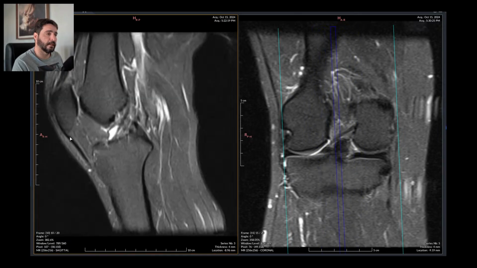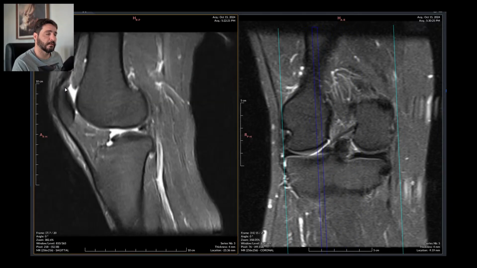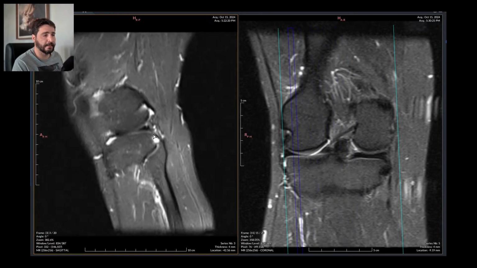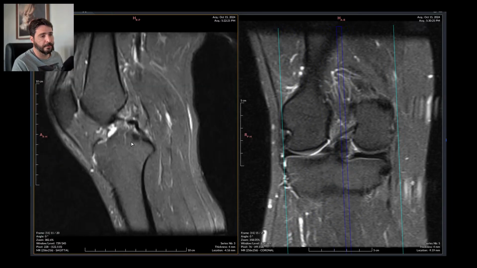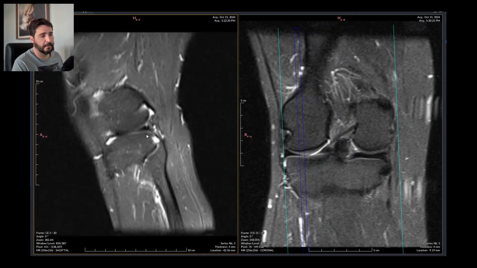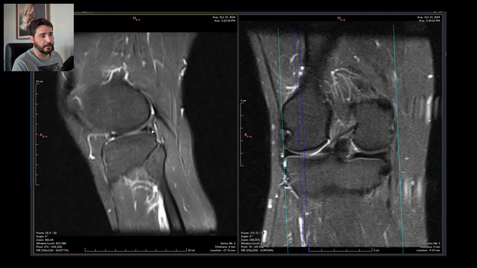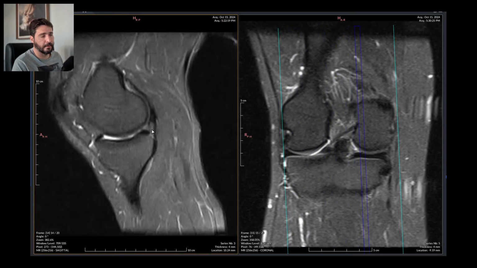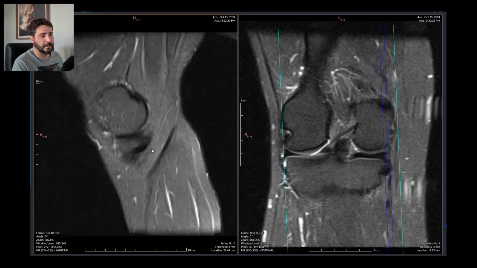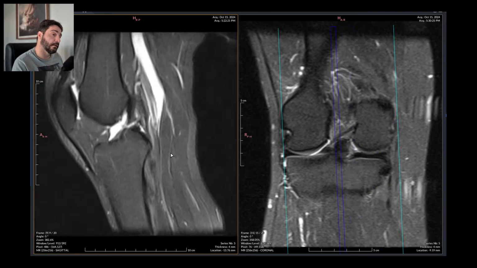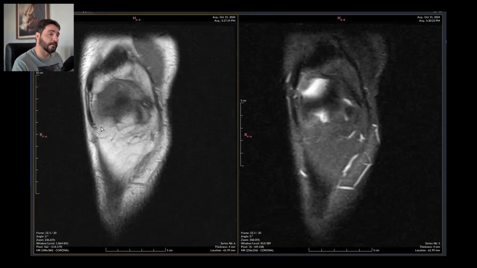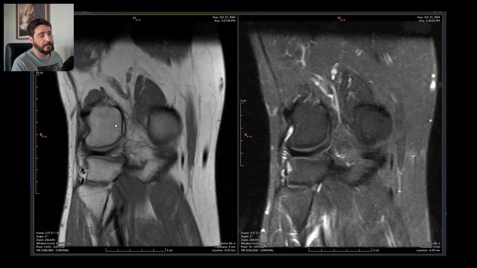Quadriceps and patellar tendons. Patella is properly placed. Anterior cruciate is here. Posterior cruciate is there. Also looking for meniscus tears on the sagittal view, which is terrible because this isn't a good scanner, just a new one, I suppose. So this is a 2-1.